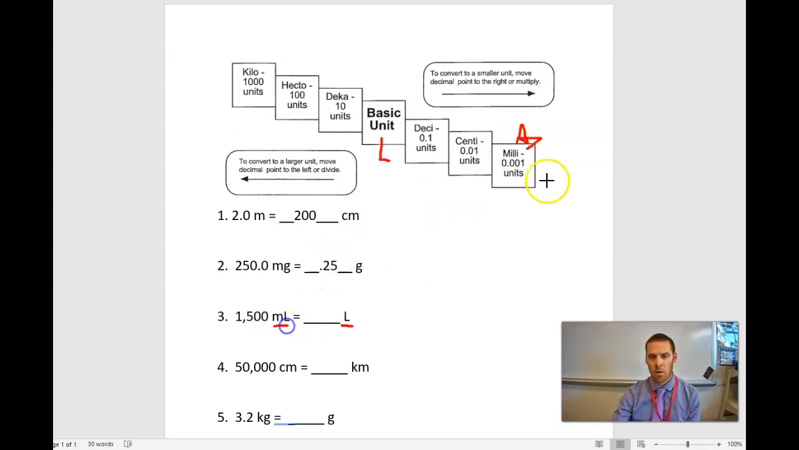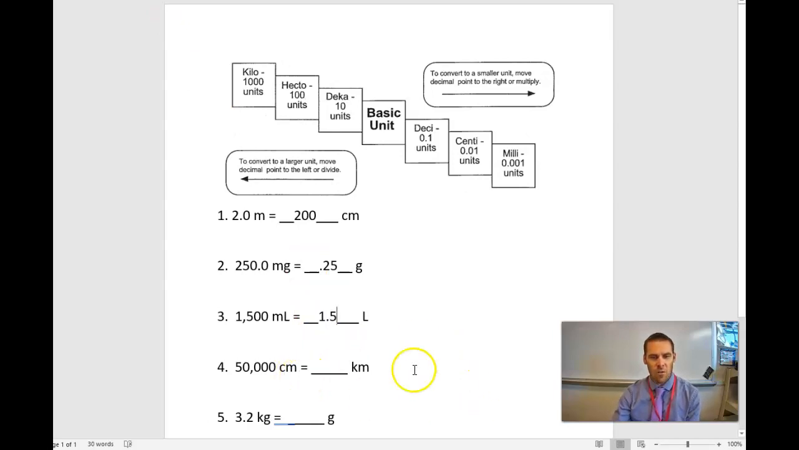I want to move the decimal point to the left 1, 2, 3 times to get from milli to my base unit. So if I were to do that on 1,500, here's my decimal point right next to my ones value. Move it to the left 1, 2, 3 times. That's going to be the equivalent of 1.5 liters.